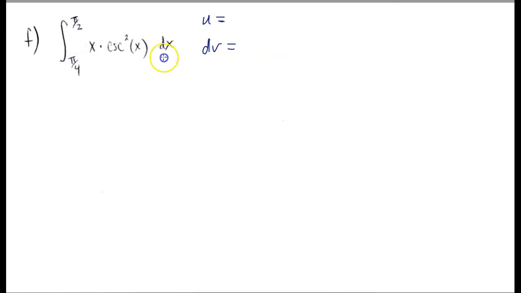So here I'm just going to let x be u, and we're going to let cosecant squared x dx be our dv. Now, at first glance, we're like, I don't know about that, because I really don't want to take the antiderivative of cosecant squared. But when you really think about it, knowing what the antiderivative of cosecant squared is actually easy, because we know that the derivative of cotangent is negative cosecant squared. So that means that the antiderivative of a positive cosecant squared is going to be negative cotangent.